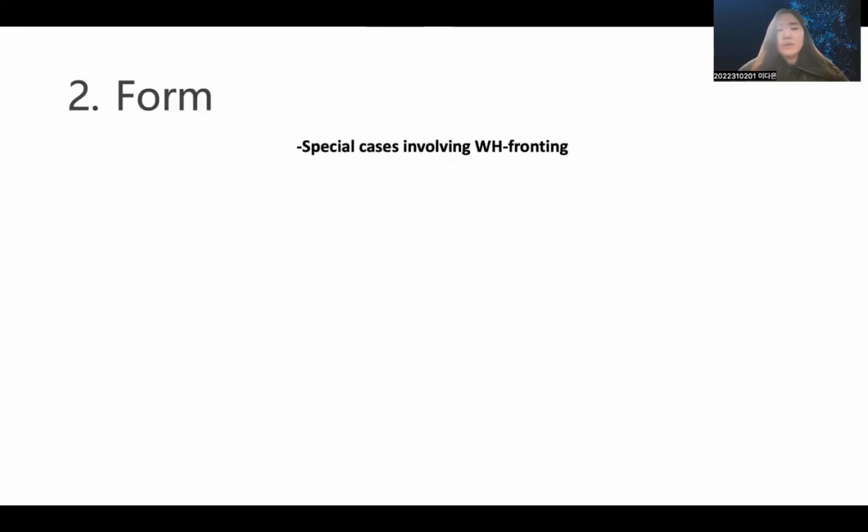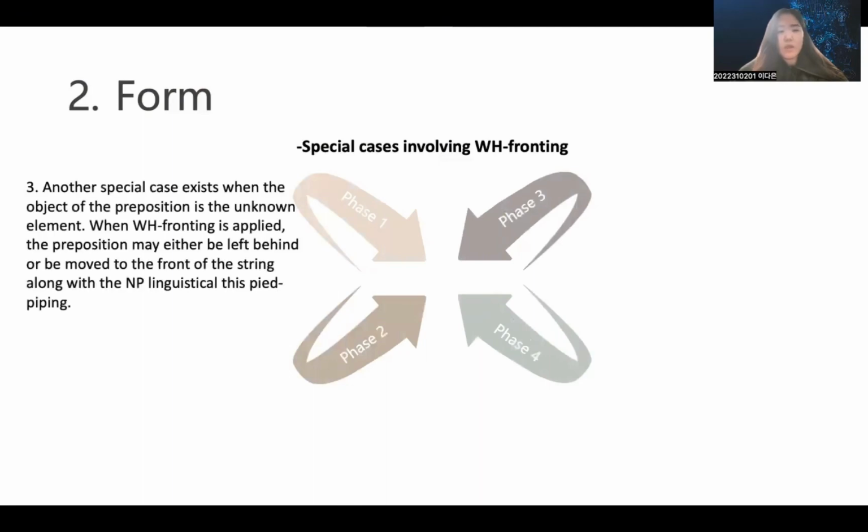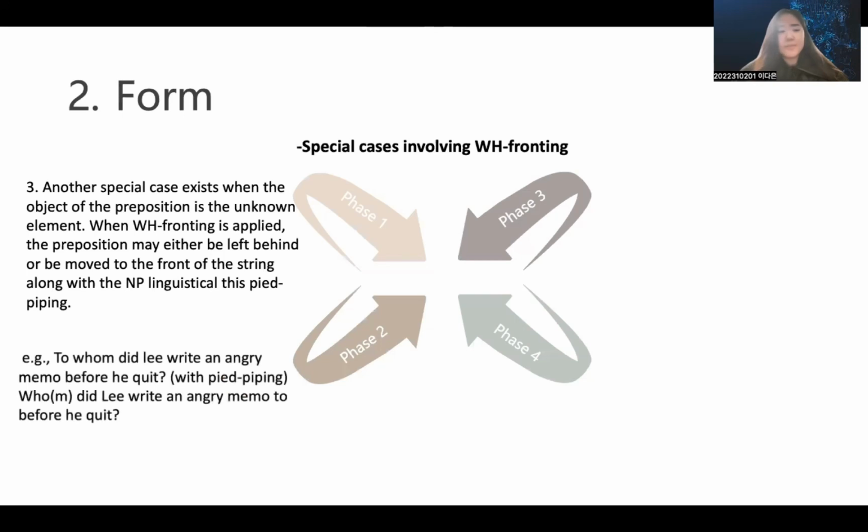Let's keep talking about special cases involving WH fronting. Thirdly, another special case exists when the object of the preposition is the unknown element. When WH fronting is applied, the preposition may either be left behind or be moved to the front of the string along with the NP, linguistically called pied piping. For example, to whom did Lee write an angry memo before he quit, with pied piping? Whom did Lee write an angry memo to before he quit?